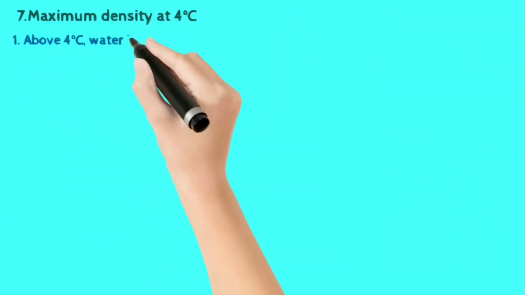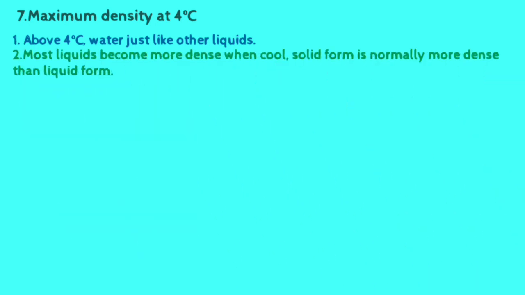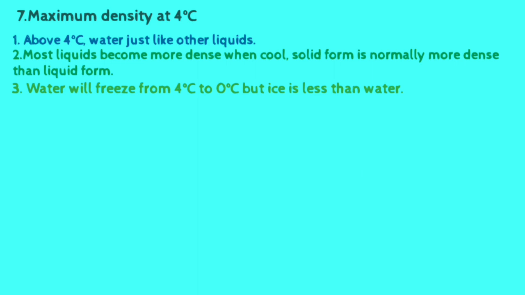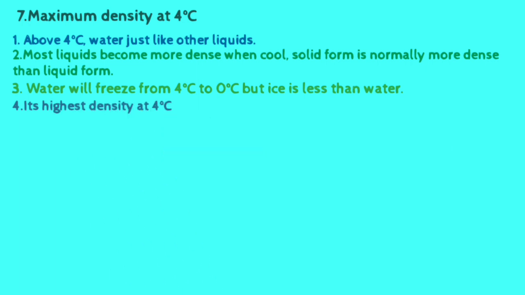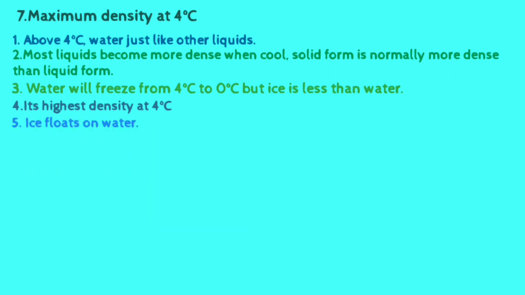Finally, the maximum density of water is at 4 degrees Celsius. First, above 4 degrees Celsius, water, just like other liquids, expands as it warms and contracts as it cools. Second, most liquids become more dense when cool. Solid form is normally more dense than liquid form. 3. Water will freeze from 4 degrees Celsius to 0 degrees Celsius, but ice is less dense than water, as water has its highest density at 4 degrees Celsius.